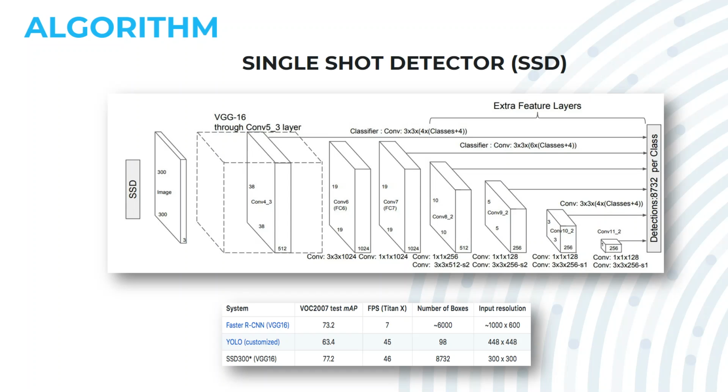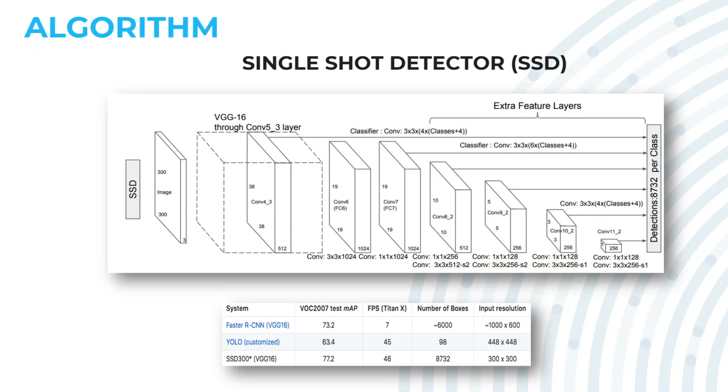Now, why SSD? Why did we choose SSD while there are other object detection algorithms out there? This can be answered by the comparison of algorithms shown in the table below. The accuracy of object detection can be measured in units of mAP, that is mean average precision. The higher the score, the higher the accuracy. Compared to YOLO and Faster RCNN algorithms, SSD has a higher mAP score.